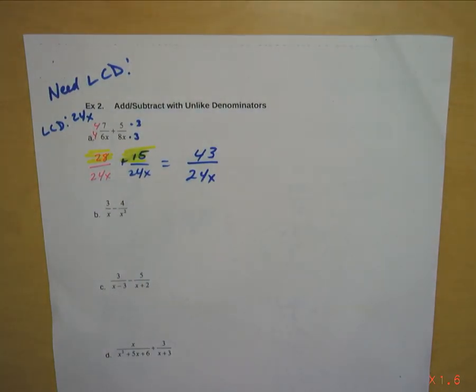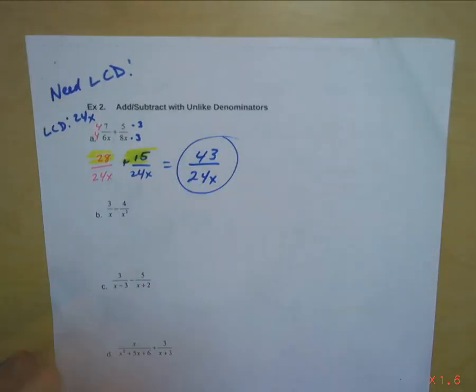All right, so 43 over 24, does that reduce at all? If it was an even number on top, it would reduce, but I don't think 43 reduces the 24 at all. I think 43 is prime, isn't it? So that's it. Final answer.